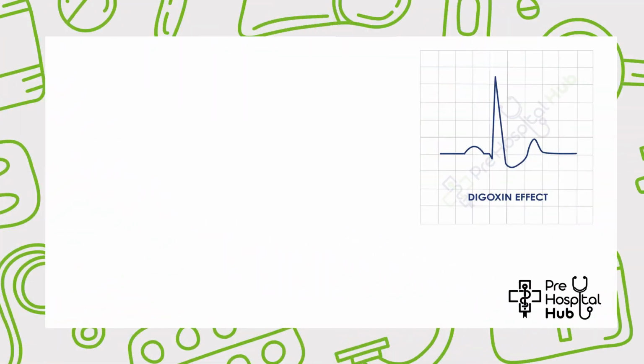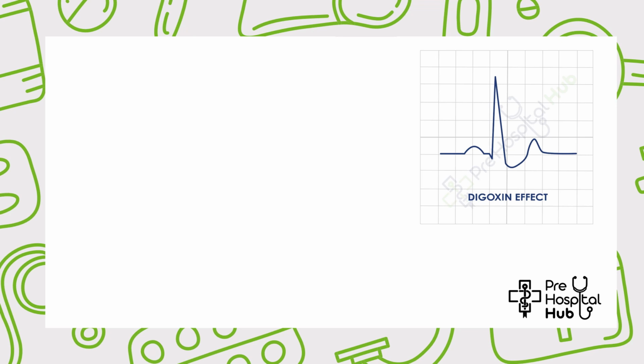So what ECG changes can digoxin have? Digoxin use can show some classic ECG changes. It is important to remember that the following ECG changes do not reflect digoxin toxicity, but rather the therapeutic dose that patients would take daily.